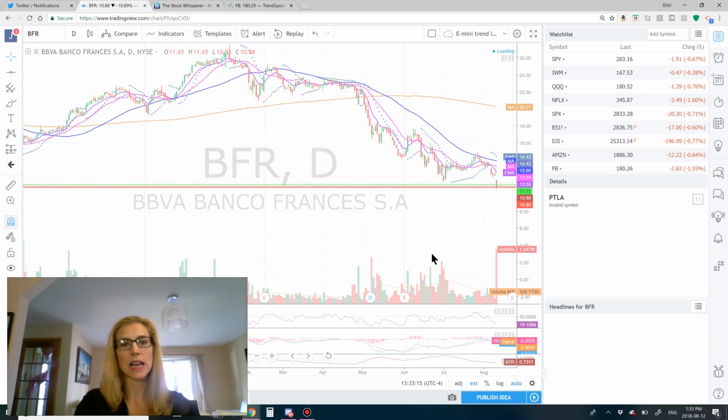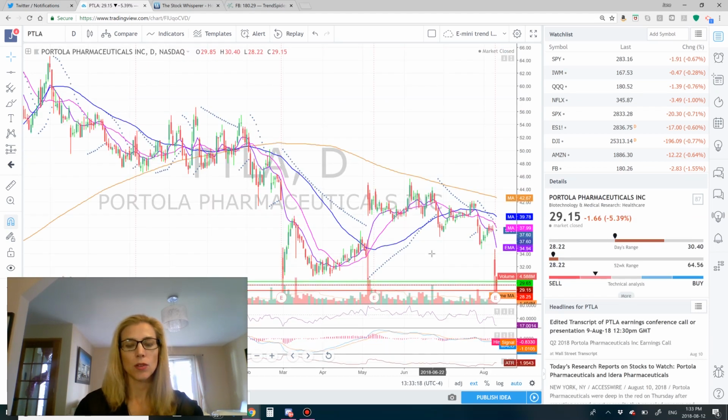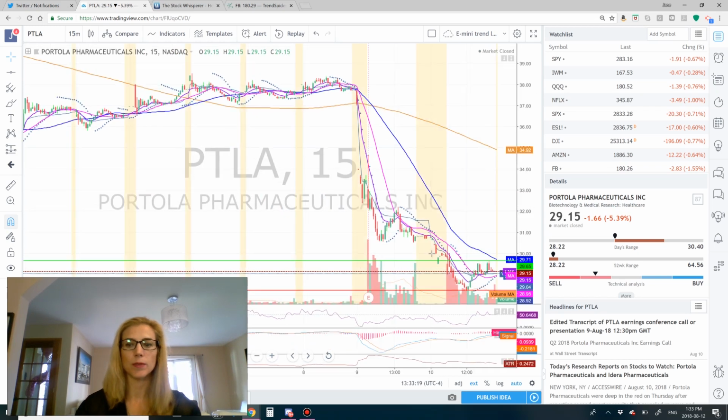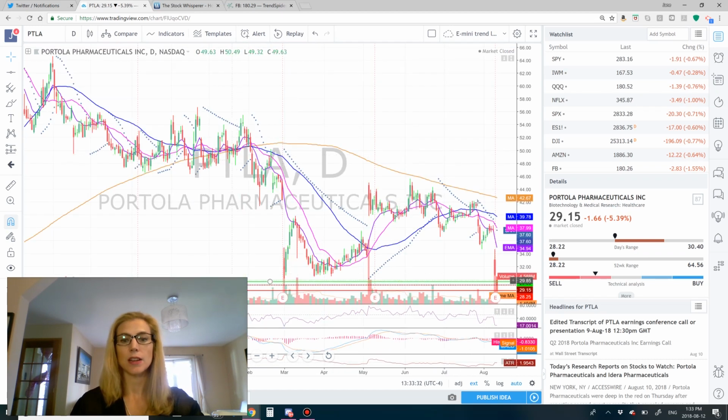Then we have PTLA. Again, setting 52-week lows here. So I would look for support of 28.25 and resistance of 29.65 and 54 million in the float. Again, this one setting new lows for the year, could be breaking down further.